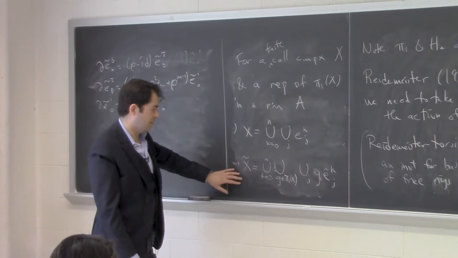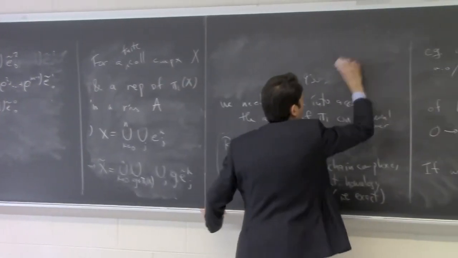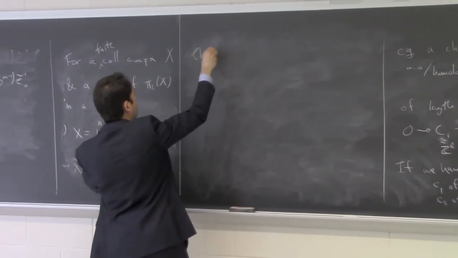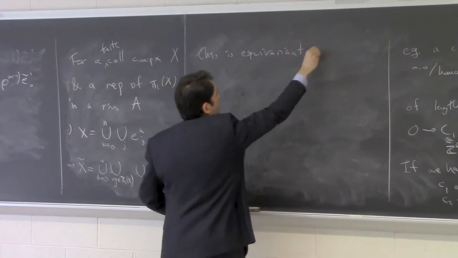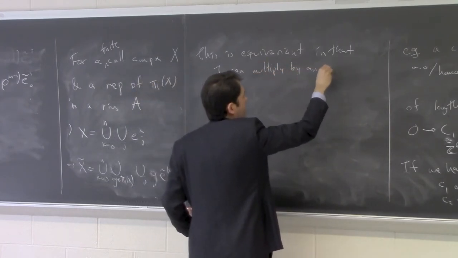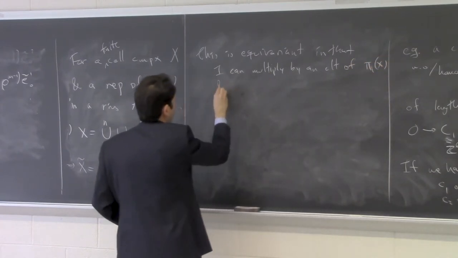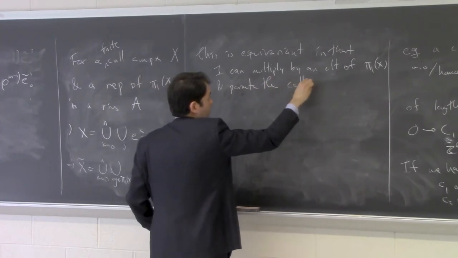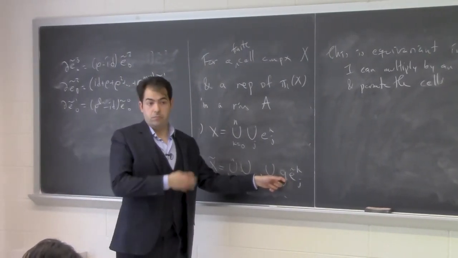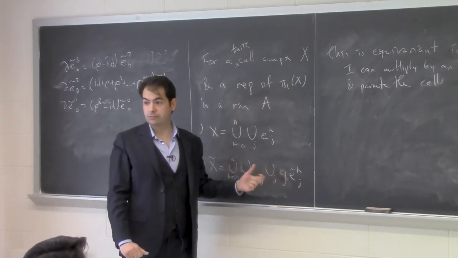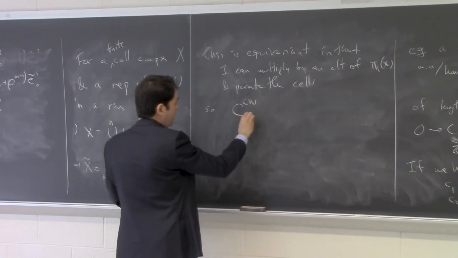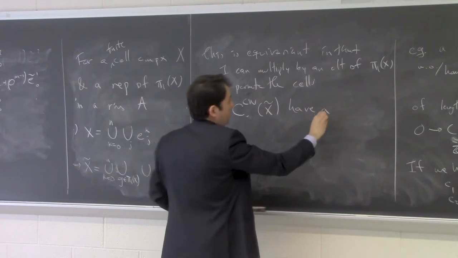OK, so we have this cell complex structure up here. And this is an equivariant cell complex structure. This is equivariant in that I can multiply by an element of the group and permute the cells. Right? If you multiply by an element of the group, well, you'll just hit this G with G prime, and the cells just get moved around. Right? So the corresponding CW complex of X tilde has a G action, a pi_1 of X action.